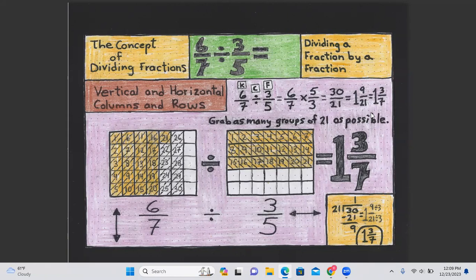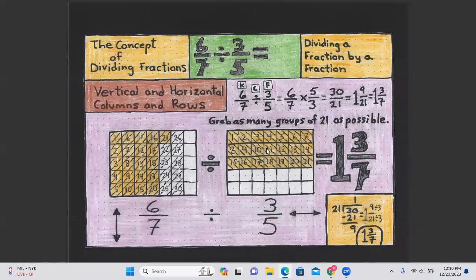Today, we are going to divide a fraction by a fraction, and here is our case study, 6/7 divided by 3/5. And so what we're going to do, we're going to look at the model first before we apply our keep, change, flip method to solve this problem. This model right here will better help us understand what's taking place when we use keep, change, flip.